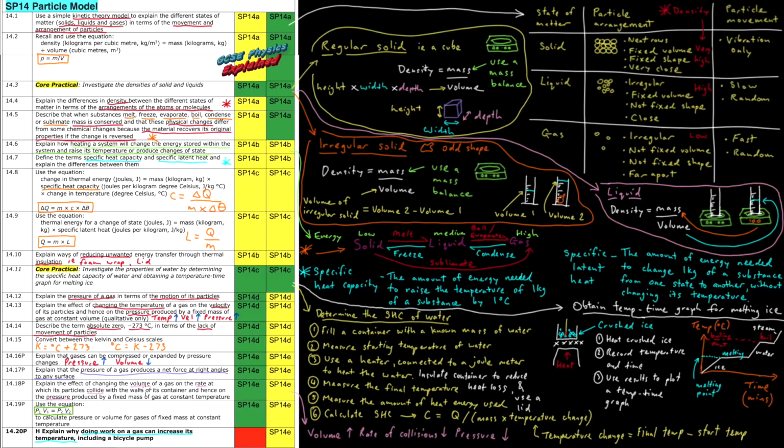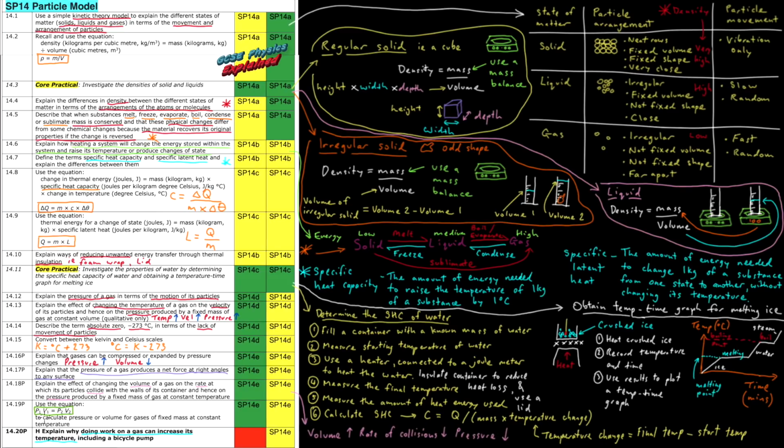Explain the effect of changing the volume of a gas on the rate at which its particles collide with the walls of its container, and hence on the pressure produced by a fixed mass of gas at constant temperature. It's similar to what I said before, but this time we're changing the volume. If the volume increases, that means the rate of collisions between the particles is going to be less, because they've all got more room and they're not as squashed up against the walls. So therefore, if there are fewer collisions, there's less pressure, and vice versa.